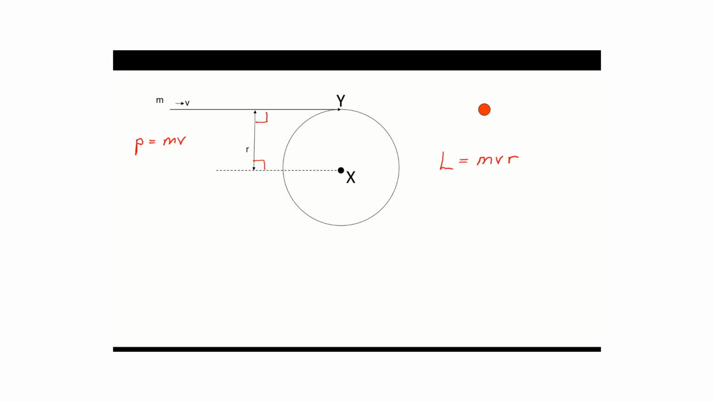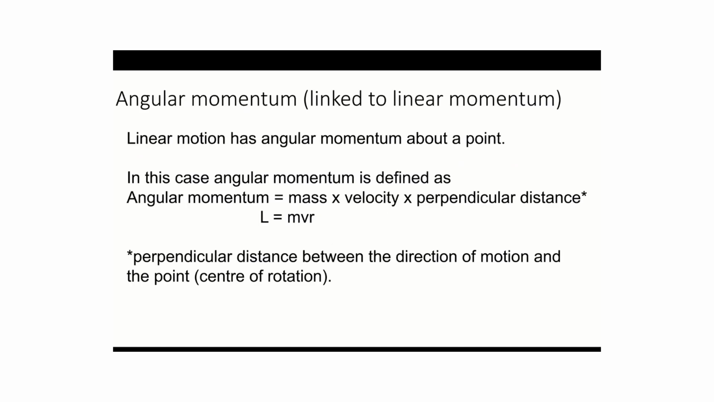Or if you want to think of it, angular momentum is the linear momentum multiplied by the perpendicular distance between the point and the path of the object moving. This is another aspect of angular momentum. So here we are, we've got angular momentum summarised for you, where it's linking to mvr.